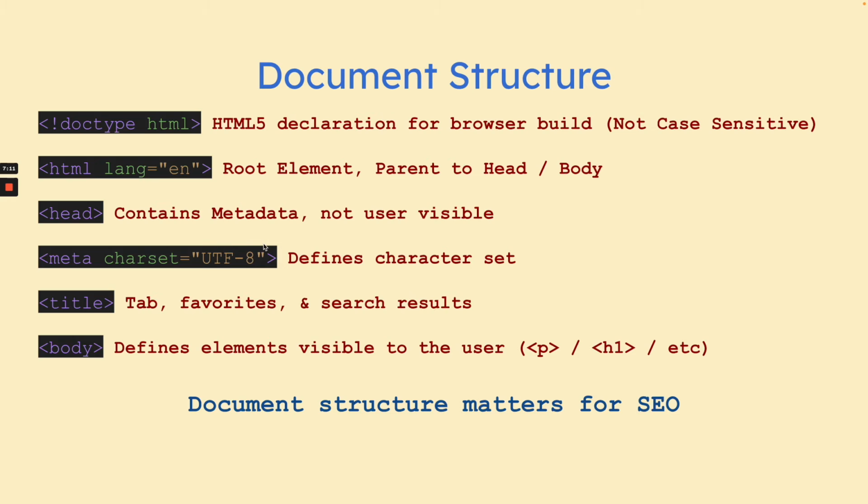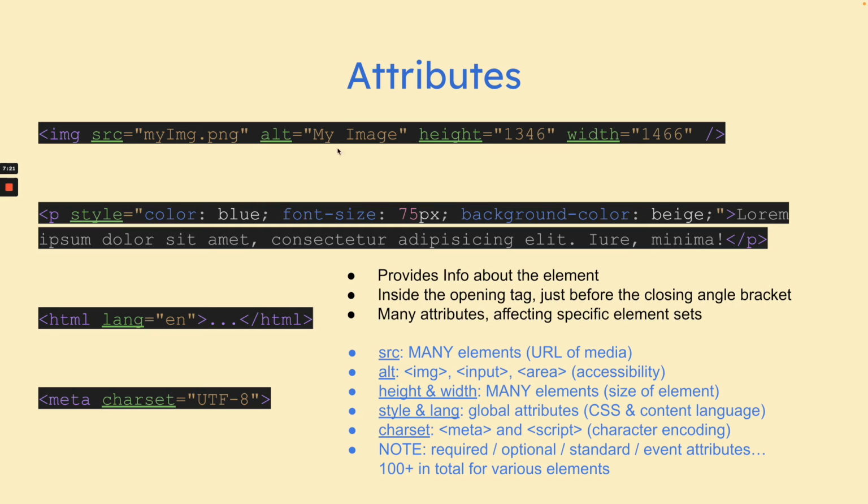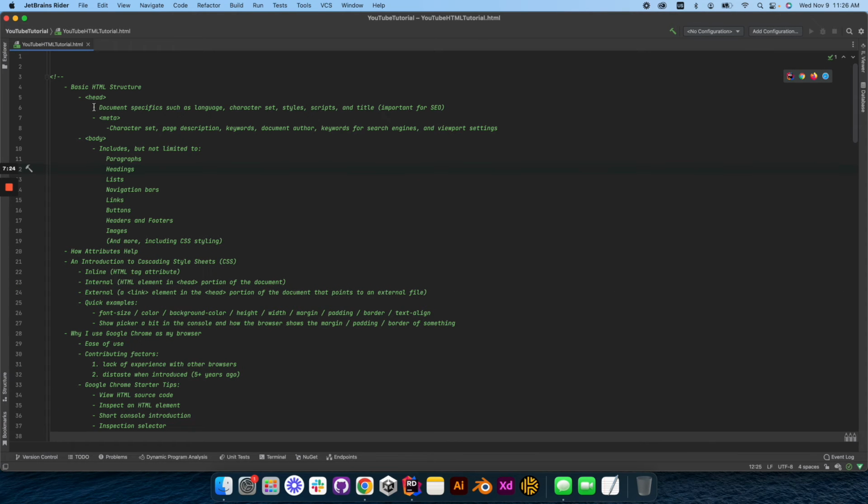Aside from that, the meta defines the character set. In this case, this is something that would go inside the head, and we will get more in detail on that, so I'm not going to beat this one up too much on that conversation, but I will go quickly over here and say inside the head, this defines things such as language, character set, styles, scripts, and title, and we will go into each of these things. And the meta can do things like character set, page description, keywords, document author, keywords for search engines, viewport settings, things of that nature.